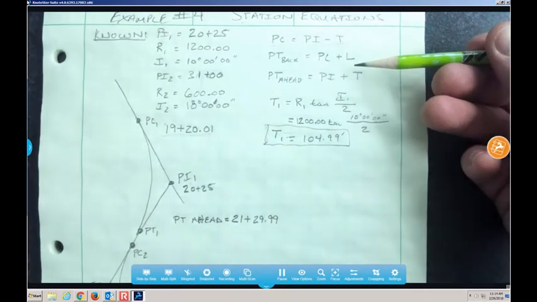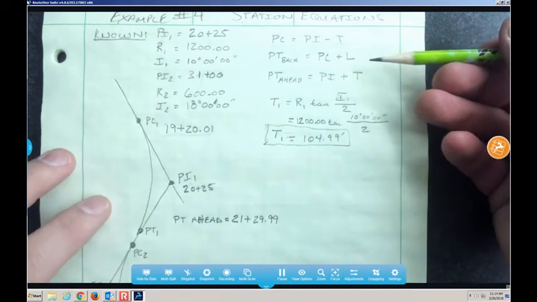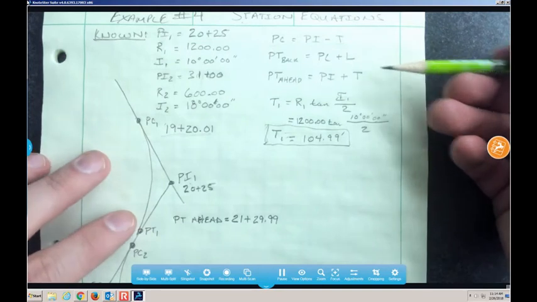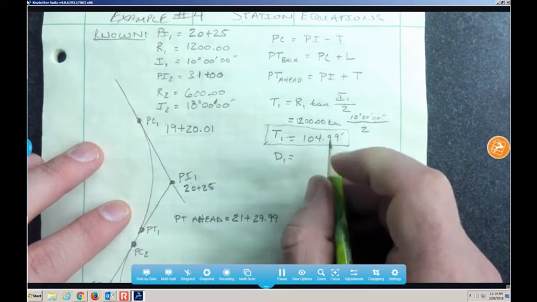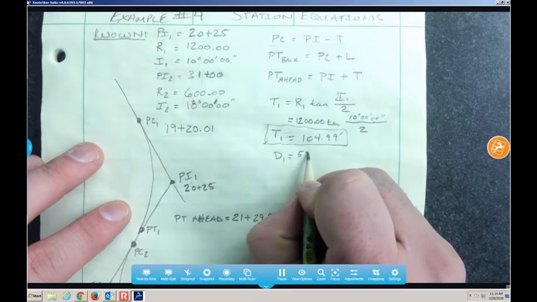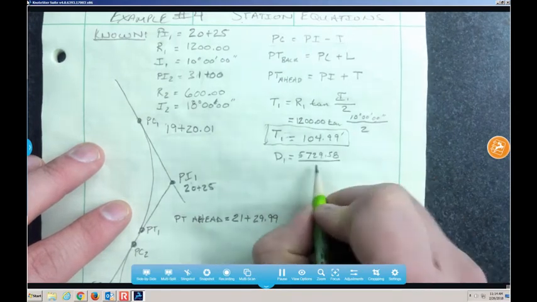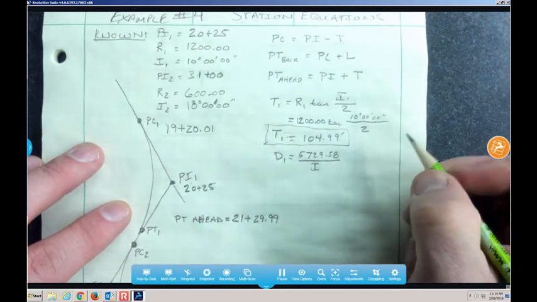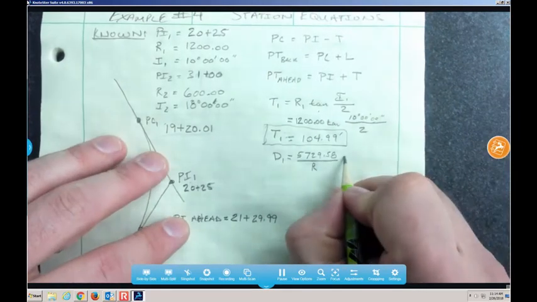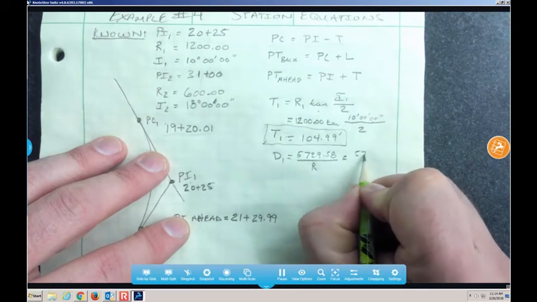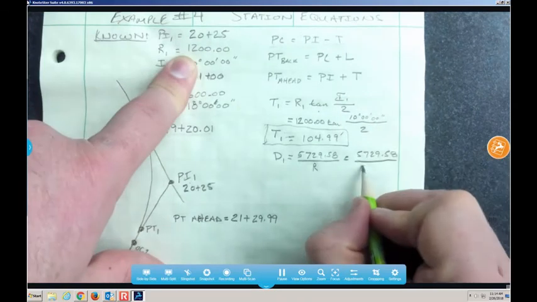Well, we want to be able to find our PT back, right? So we're going to have to figure out L. But in order to figure out L, we're going to need to find D first. So D1 equals the constant 5729.58 over R, sorry, not I. So that equals 5729.58 over R, which is 1200.